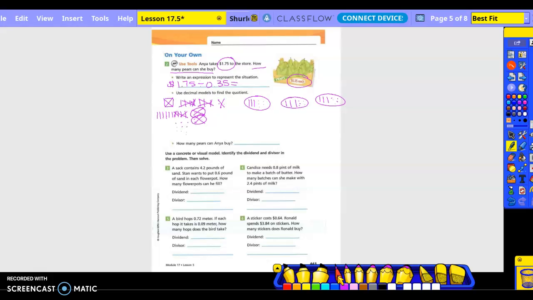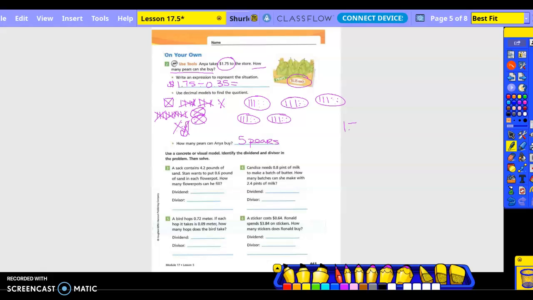Okay, so now I can do another circle and put 3 longs in it and then get rid of 5 small cubes, mark them off. Okay, now do I have enough for 3 longs? Yep. 1, 2, 3, and then 5 small cubes, right? Did I get rid of all of my stuff? Yep, and how many groups do I have? 5, so 5 pears.